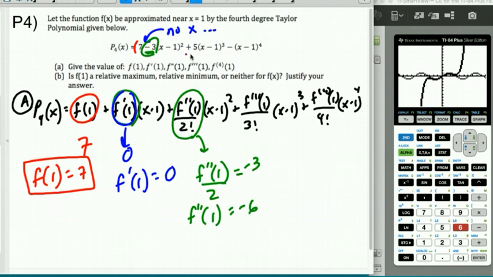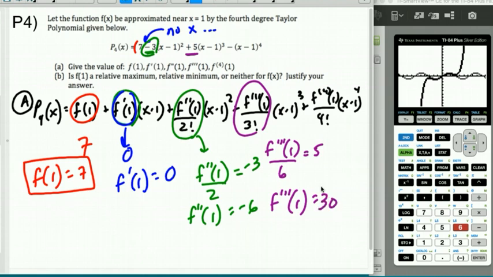right? In purple, this is the coefficient of the cubed term. Well, this is the coefficient of the cubed term. So f triple prime of 1 over a 6, because that's what 3 factorial is, right, equals a 5. So f triple prime of 1 must be a 30, right? I'd multiply the 6 over.